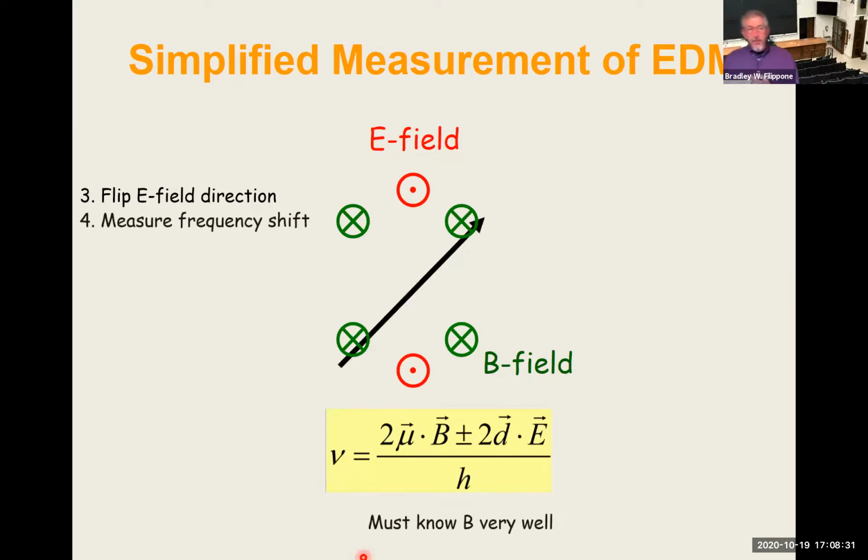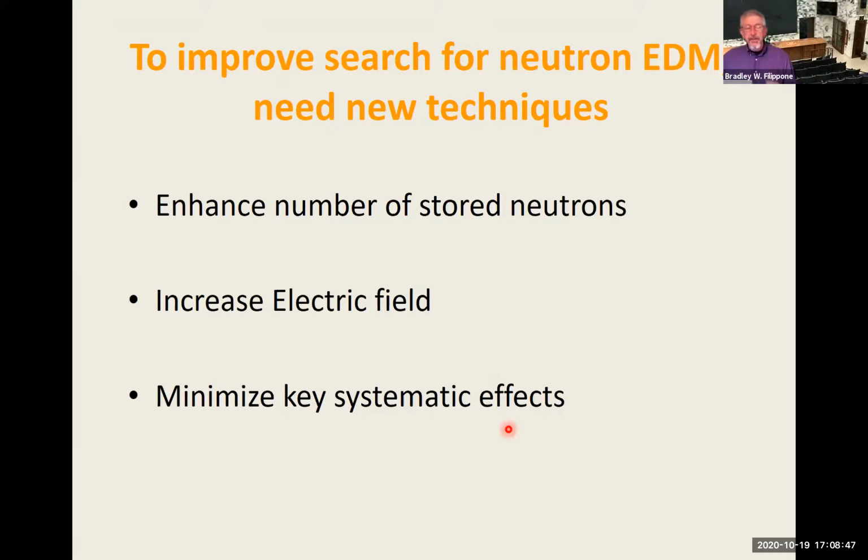And so, of course, if the magnetic field varies, the frequency that you observe can change, so you have to be very careful about monitoring the ambient magnetic field in order to see this very tiny effect due to the electric dipole moment. So if I want to do a better experiment from existing experiments, how do I increase the statistical sensitivity? I need more neutrons, I need a higher electric field if possible, and I have to make sure systematic effects don't dominate my uncertainties in the end.